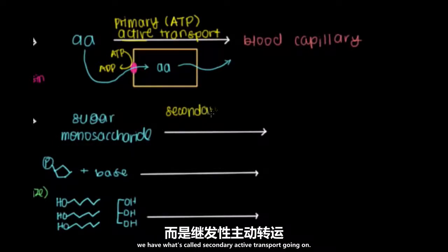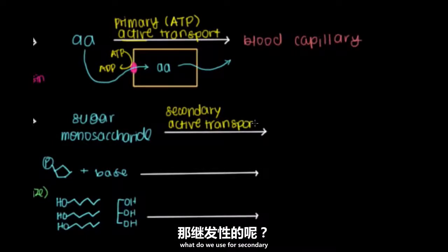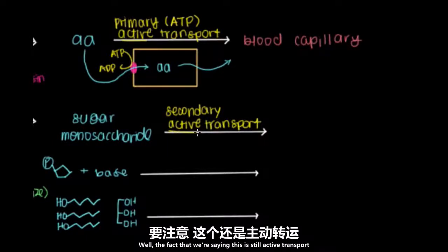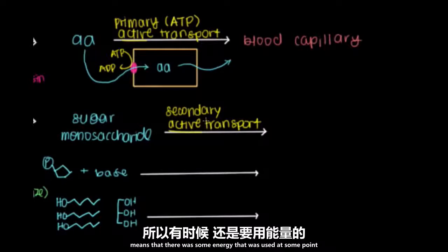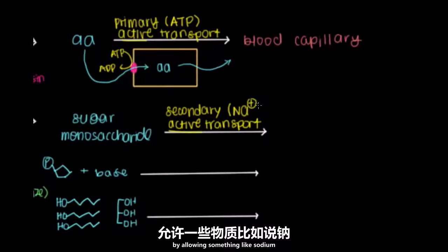Monosaccharides or sugars have a similar thing going on, but instead of primary active transport, we have what's called secondary active transport going on. So if we use ATP for primary active transport, what do we use for secondary? Well, the fact that we're saying this is still active transport means that there was some energy used at some point. And the energy actually was invested in setting up an ion gradient. And so the ion gradient then could be used by allowing something like sodium to flow down its gradient, to go from a place of high concentration to low concentration where it can relax.